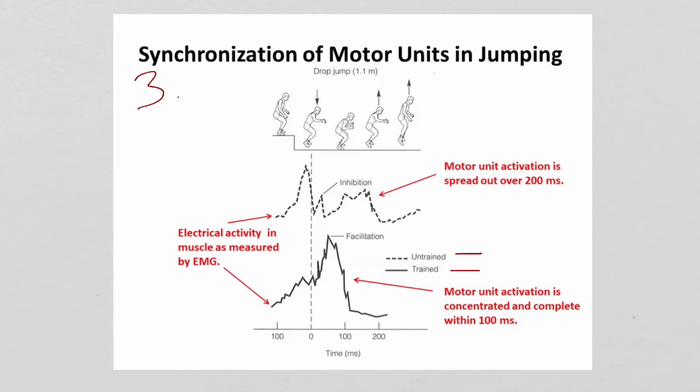In the untrained condition, you can see the coordination of their electrical activity, the sum total of all of the action potentials happening in the muscle, is spread out over 200 milliseconds. Whereas in the trained state, all of their motor unit firing occurs in about 100 milliseconds. So it's all done in half the time. This is evidence that the nervous system has learned how to activate all of those motor units at a precise moment, and all of them simultaneously.